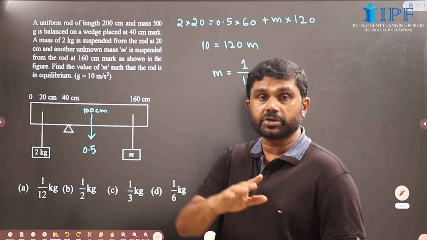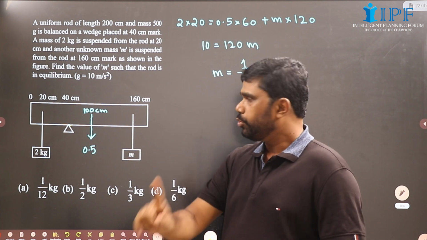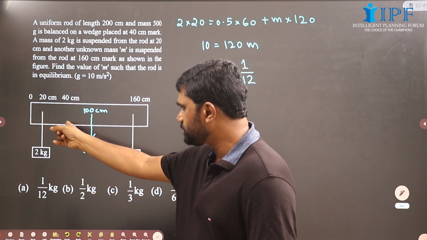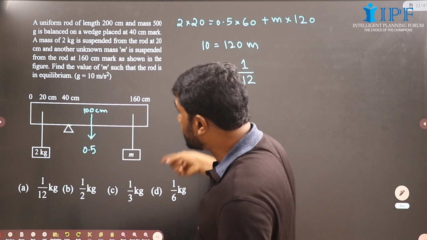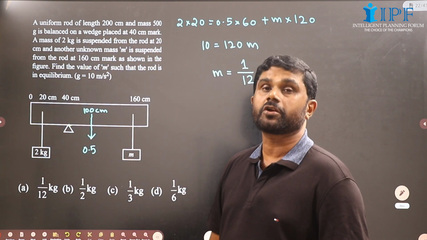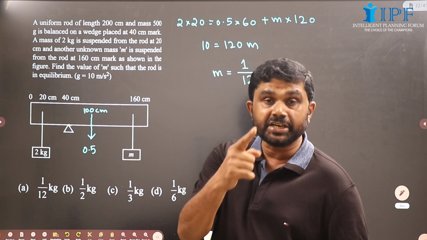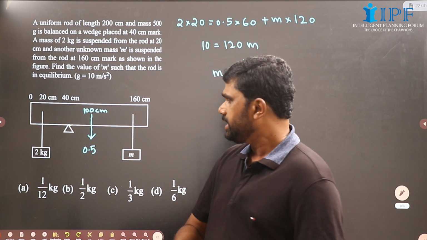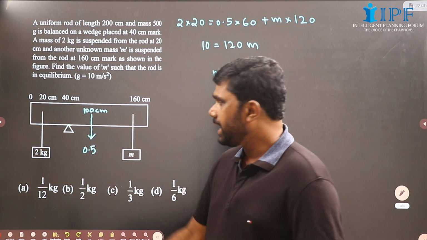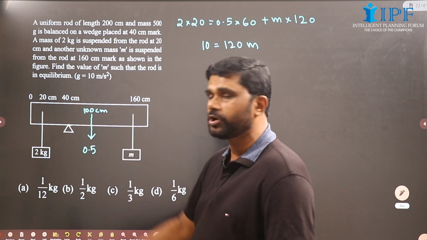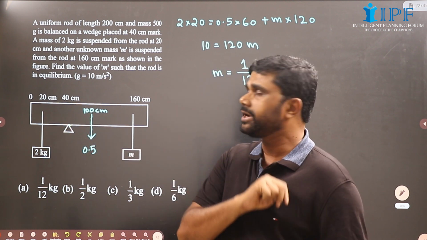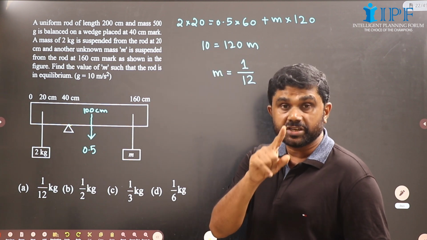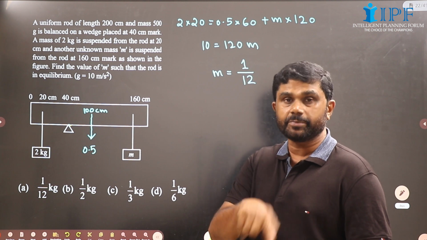Okay, if it is supported or balanced on the wedge, this 2 kilogram weight, if we fix the rod at this point and a force is applied like this, it will tend to turn the rod counterclockwise. And the counterclockwise turning effect is force into lever arm, or perpendicular distance. Here the force is 2 kilogram weight and the perpendicular distance will be 20 centimeter, from 20 centimeter to 40 centimeter, the difference. So 2 kilogram weight into 20. That is the counterclockwise turning effect.